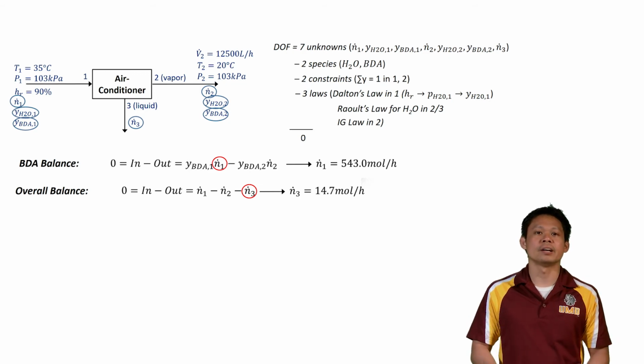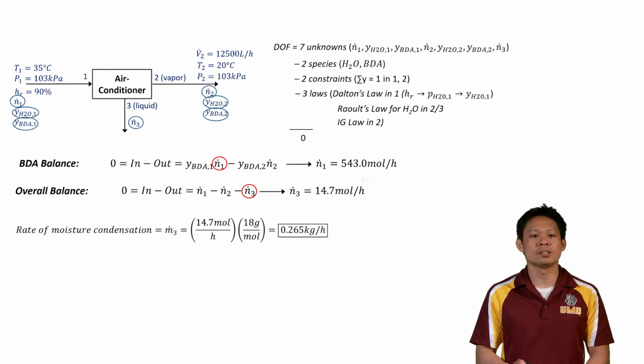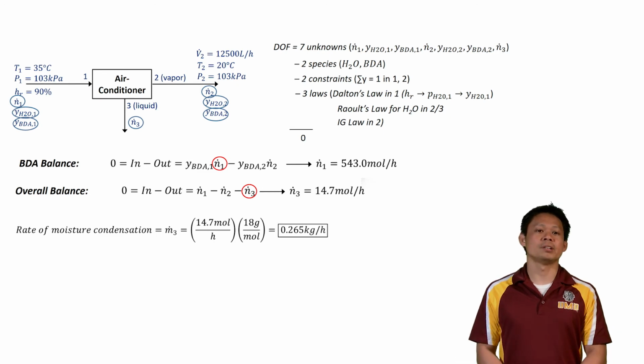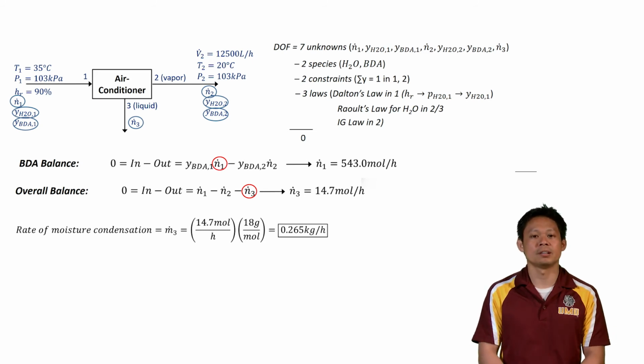All right, we have solved for all the unknowns. Let's actually answer the question. It asks for the rate of moisture condensation in kilograms per hour. We already have it in moles per hour, that is our N3. So to convert from moles per hour to kilograms per hour, we need the molecular weight of water. So we just multiply by that and we get 0.265 kilograms per hour.